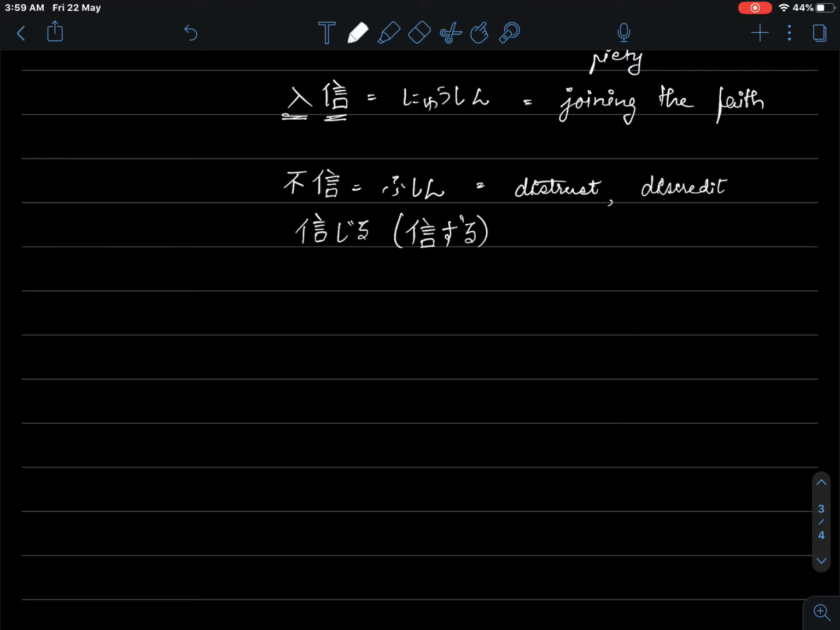Okay, these are the two forms. The first is going to be shinjiru, and the second one is going to be shinzuru. Okay, shinjiru or shinzuru, and this means believe. Again, believe. Okay, or believe in.